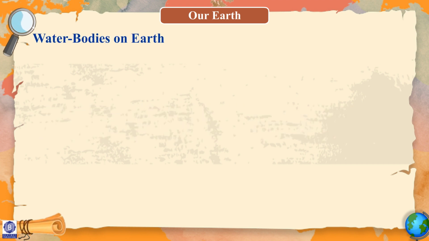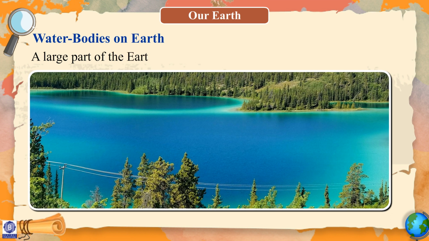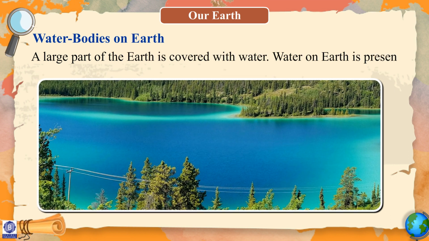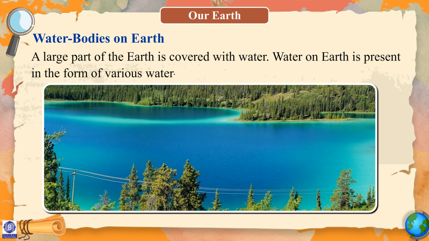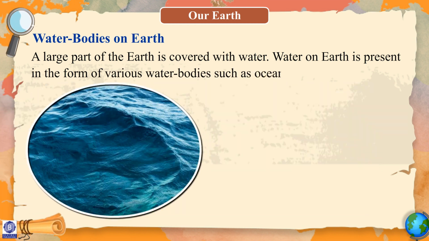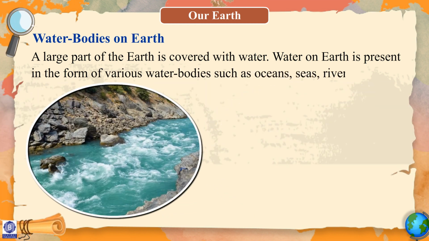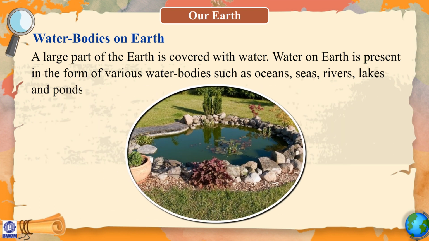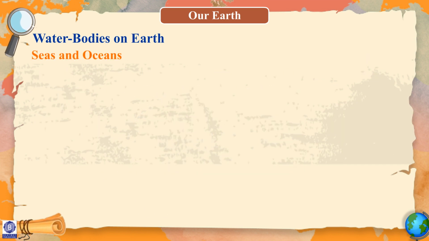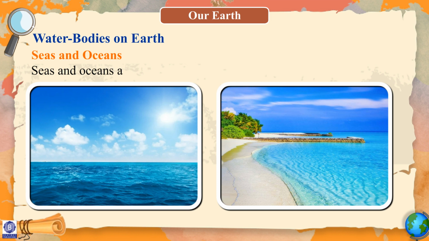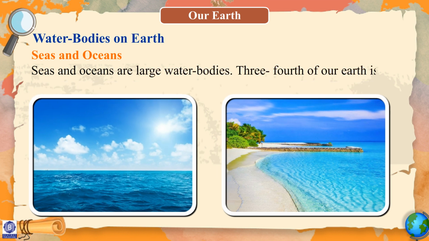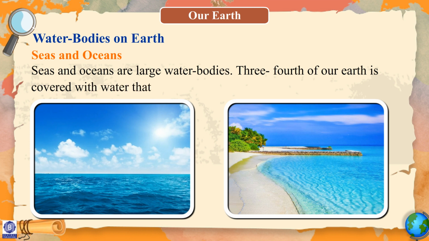Water bodies on Earth. A large part of the Earth is covered with water. Water on Earth is present in the form of various water bodies such as oceans, seas, rivers, lakes and ponds. Seas and oceans. Seas and oceans are large water bodies. 3/4 of our Earth is covered with water that is found in oceans and seas.